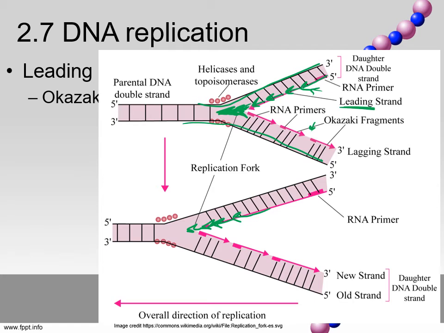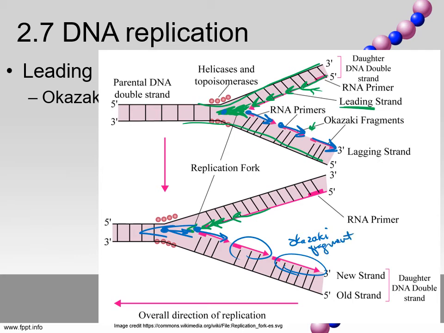On the lagging strand, we're going to go a little bit, and then helicase will open up more, and then we're going to jump back and go this way. And then we're going to jump back and go this way. And then helicase will open up a little bit more, and it will have to come back here and go this way. And each one of those pieces is called an Okazaki fragment.